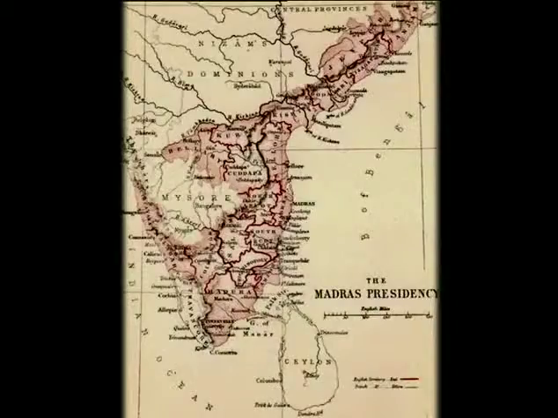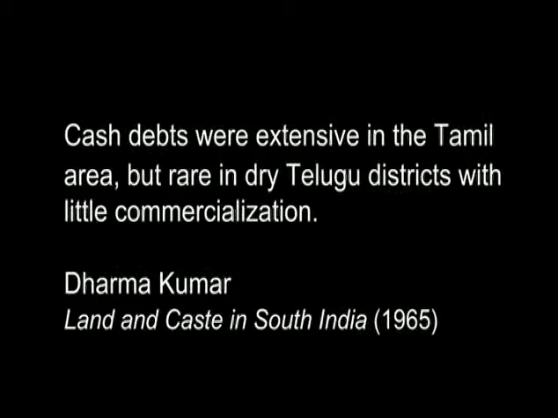And maximum rents, maximum abwabs, or illegal exactions were there. And in the face of these onslaughts, the peasants were absolutely helpless. There was no one to support him, to back him. These things, of course, led to indebtedness and the concentration of wealth in the new breed of usurers, moneylenders, and others. In Madras Presidency also the situation was the same. It has been pointed out by Dharma Kumar that cash debts were extensive in the Tamil area, but rare in some dry Telugu districts, where there was little commercialization.